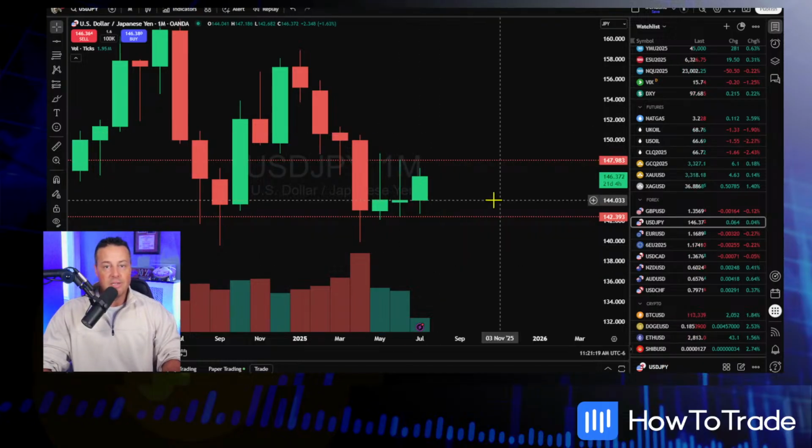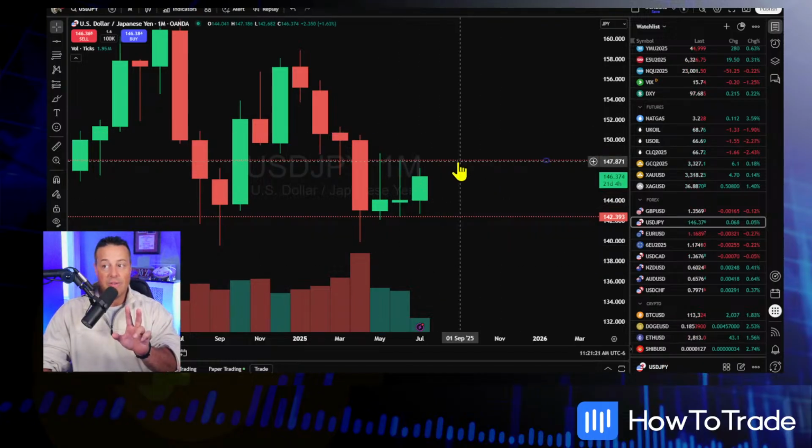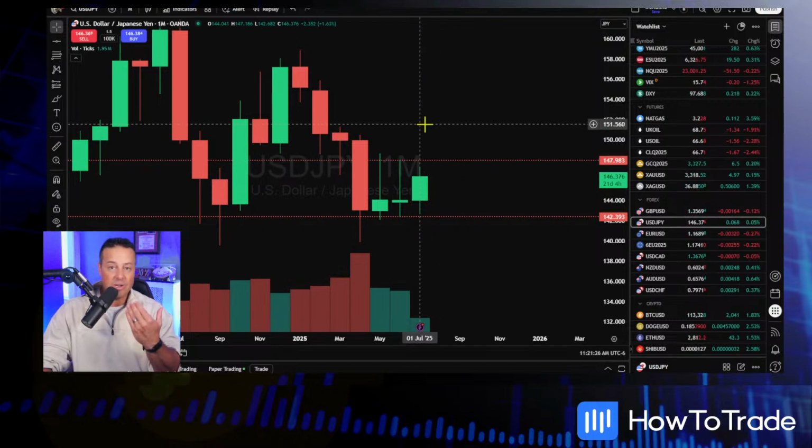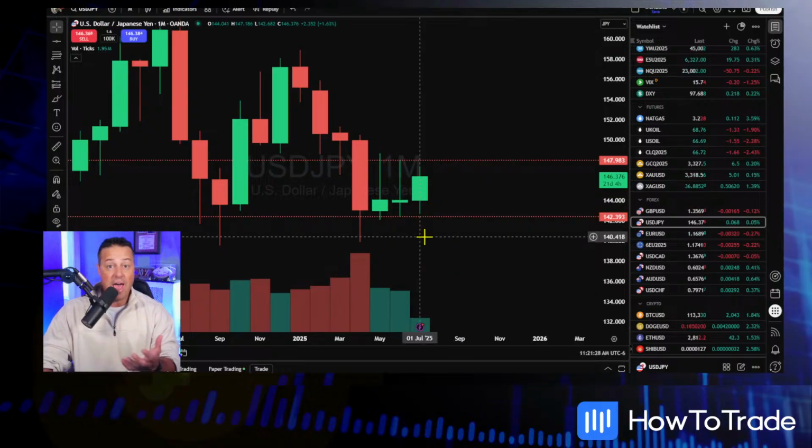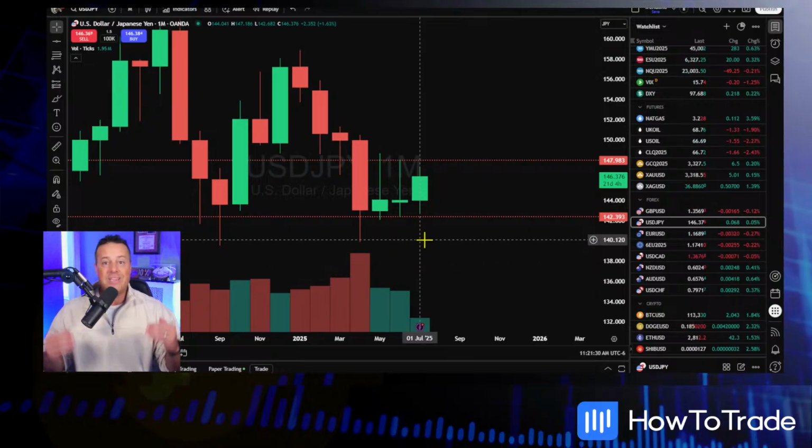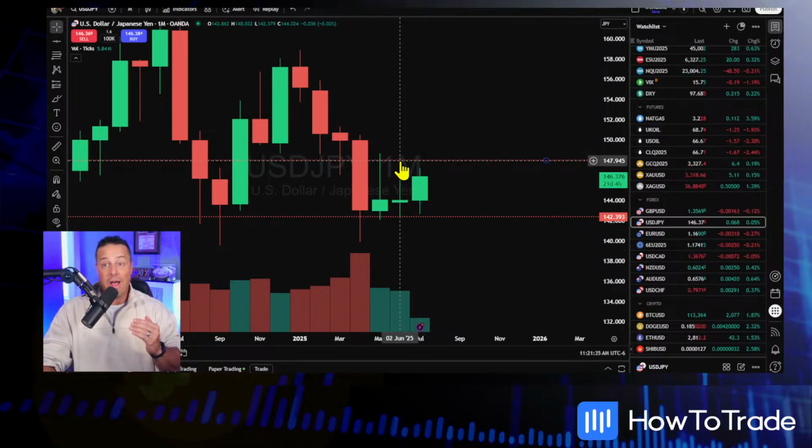Those areas are going to bring two types of traders to the market. They're going to bring buyers and sellers. Now, I don't know who's going to win. I don't know if the buyers are going to win the day. I don't know if the sellers are going to win the day. We really won't know. That's going to all be dictated by order flow in the moment. But we know there's going to be action there.